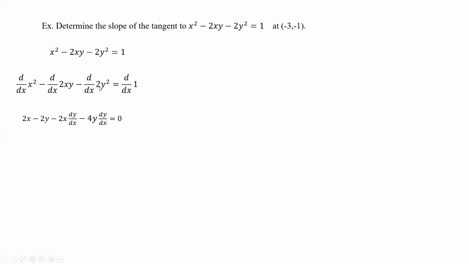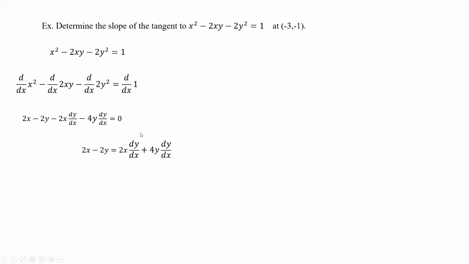Derivative of 2y squared. We'll do that with respect to y first, giving us 4y, and then multiply by dy dx. You'll notice that there's a dy dx term every time you take a derivative of y. Derivative of a number with no x's is 0. Our goal is to solve for dy dx. There's all sorts of negative signs here.